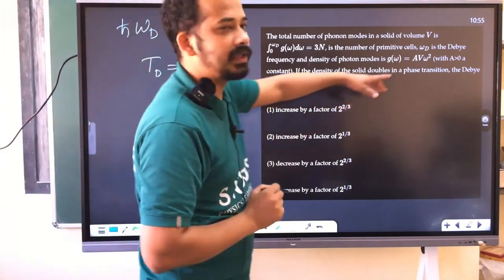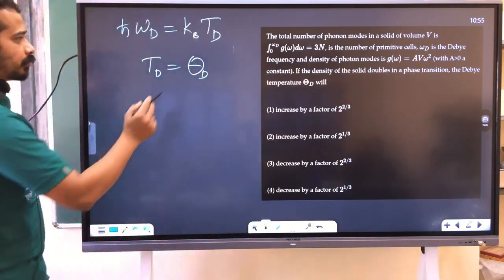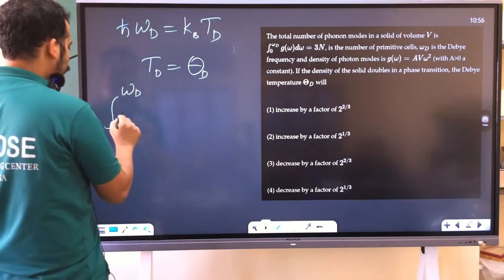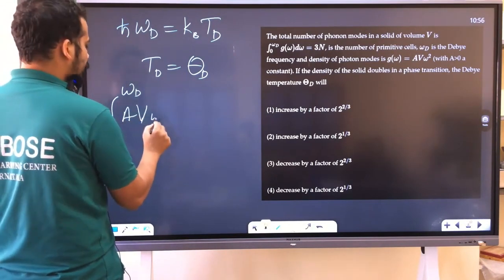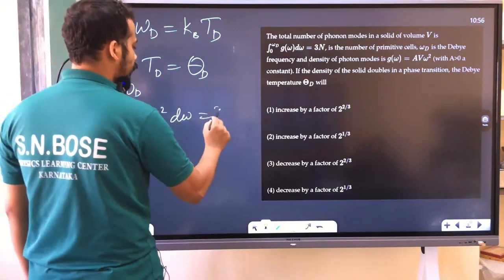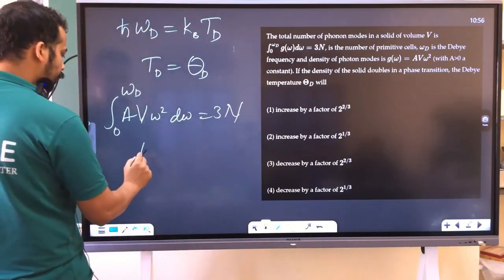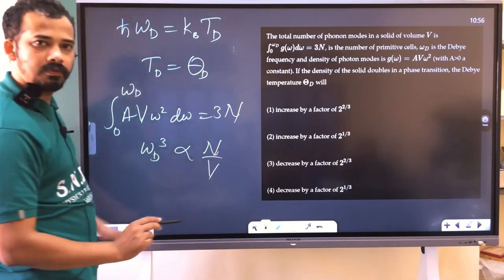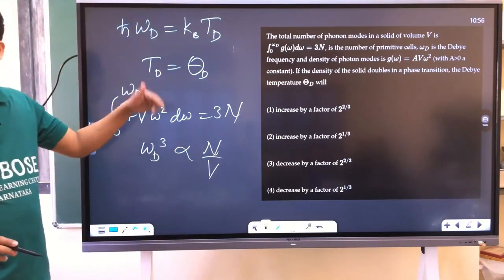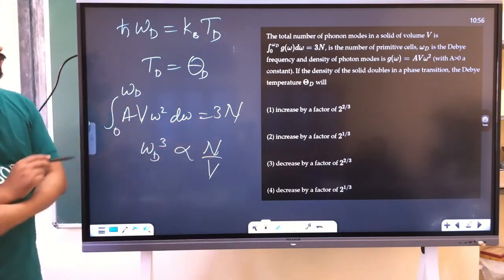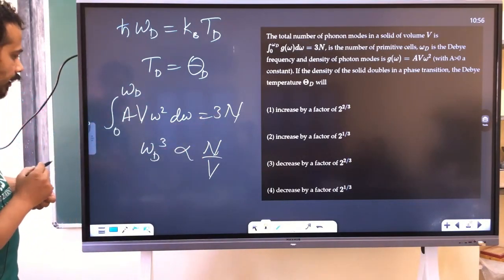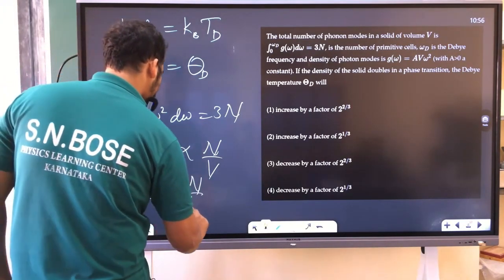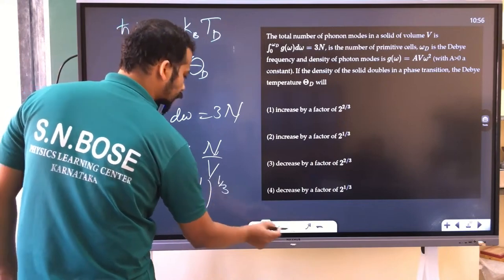He has given everything here, whatever you need to do the problem. 0 to omega D, he has given what that g of omega is. So A V into omega square d omega equals 3N, am I right? That means omega D cube is proportional to N by V, the same thing, with omega D cube by 3 and volume V going here. Got my point? So omega D is proportional to N by V whole power 1 by 3, isn't it?